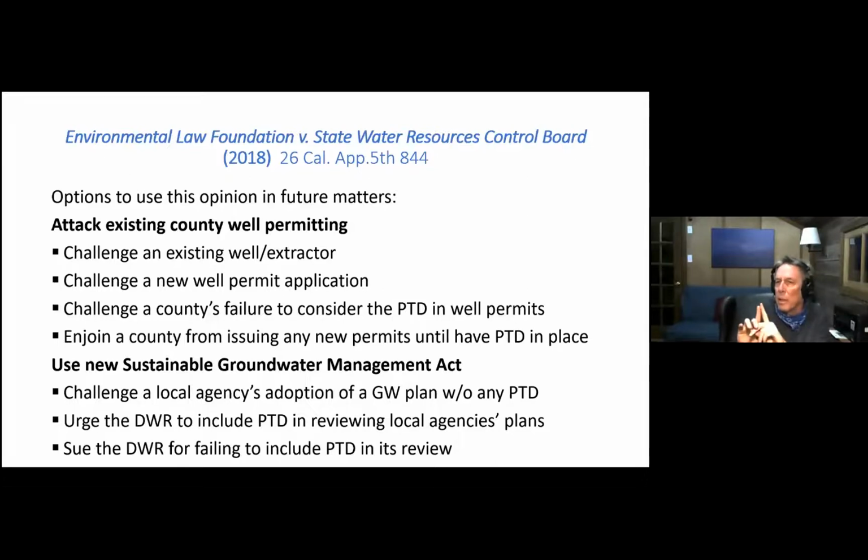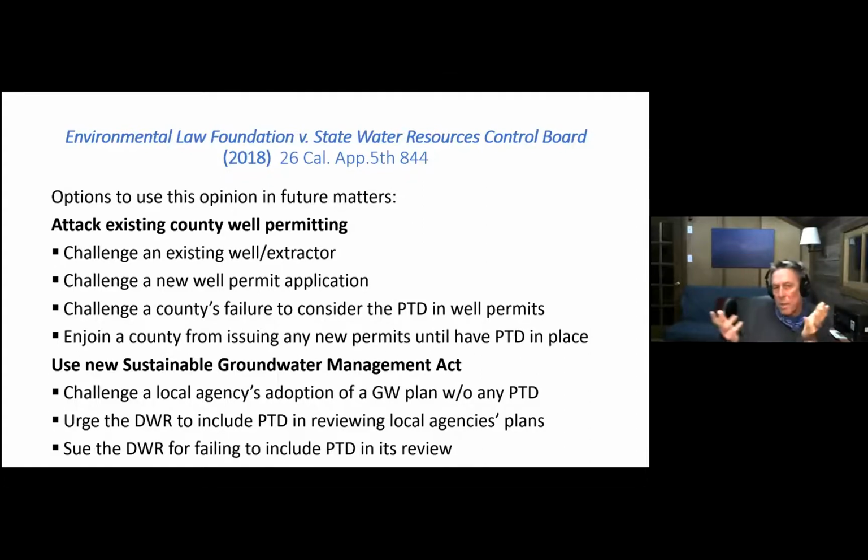Second, go to DWR before they start reviewing all these plans and tell them they have to include public trust in reviewing the local agency's plan. Not just the criteria in SGMA, but you've got to have public trust. That one we have already done. We did that last spring. We've not heard back from DWR whether they are doing that or not. Again, COVID. But they at least have it in front of them and they can't say they didn't know.